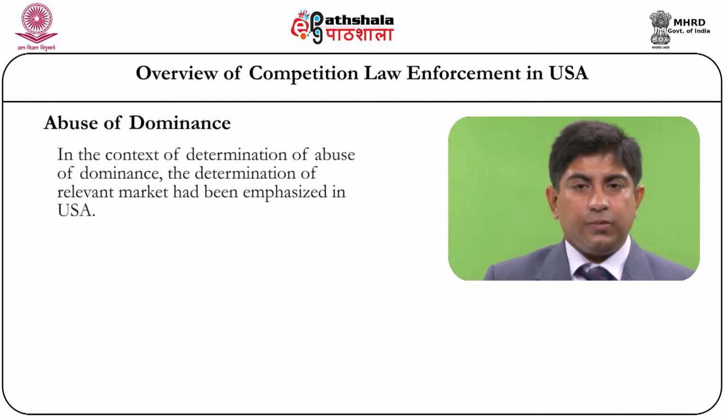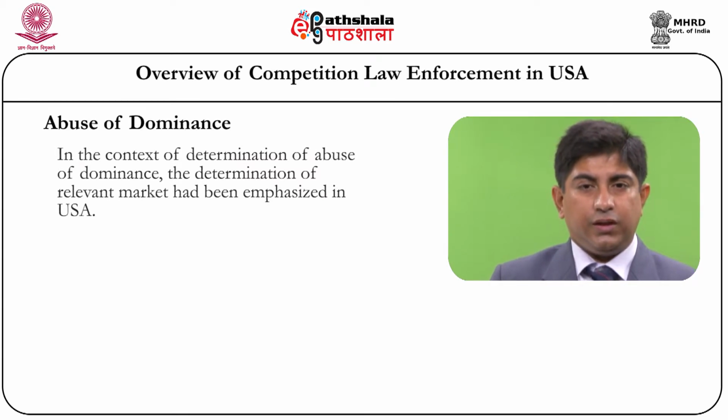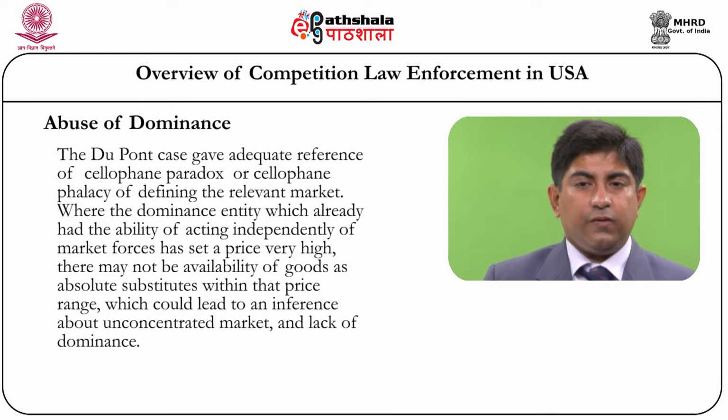Now in the context of determining abuse of dominance, the determination of the relevant market requires emphasis in the United States. The DuPont case gave adequate reference to the cellophane paradox in the determination of relevant market. Generally speaking, we understand that the relevant market consists of two forms: the relevant geographic market and the relevant product market. The geographic market includes the geographical dimensions within which the goods or services are provided. So if the antitrust activity has taken place, it is supposed to have taken place within that particular market.